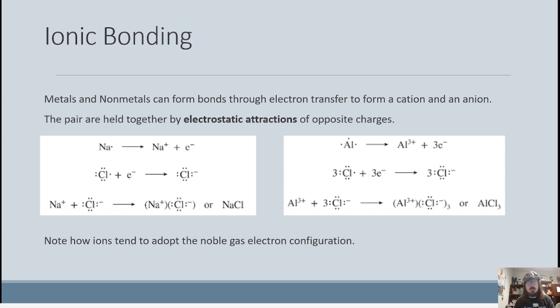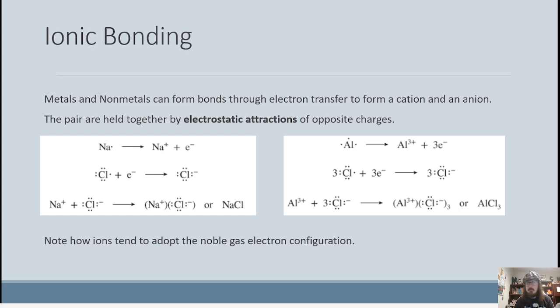So we can imagine we're drawing a sodium with its one valence electron. It loses it to become sodium plus 1. We have chlorine with its 7 valence electrons, which gains an electron to become 8 and minus 1. And this positive and this negative are naturally going to attract.